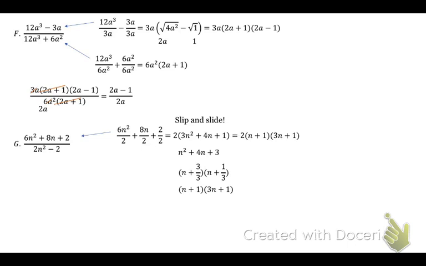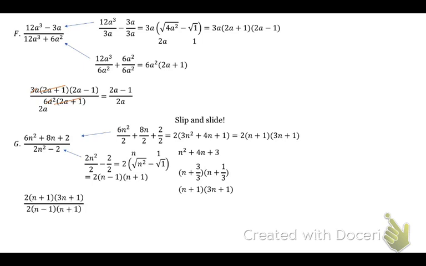Now let's look at the bottom. We have 2n squared minus 2. Pull out GCF, and you get 2, n squared minus 1. It's the difference of squares. That's n and that's 1. So that's 2, n minus 1, n plus 1. So you have 2, n plus 1, 3n plus 1 over 2, n minus 1, n plus 1. Those 2s cancel, and the n plus 1s cancel, leaving me 3n plus 1 over n minus 1.